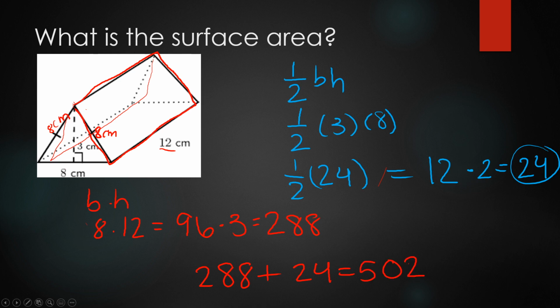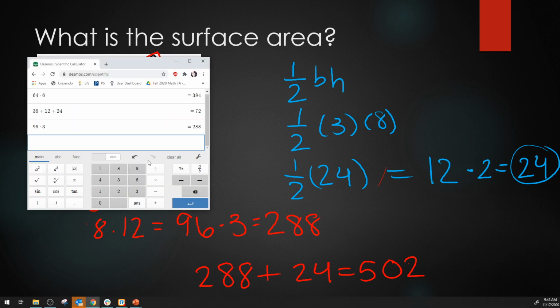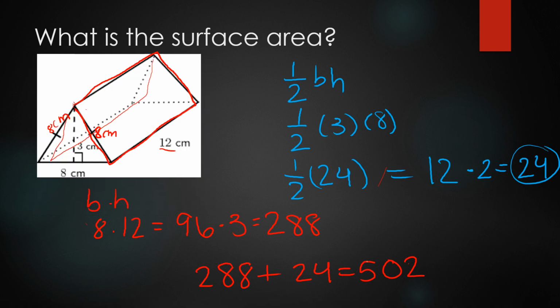502, I think. Let's double check in our calculator because I did that in my head. So 288 plus 24. Oh, I see what I did there. 312. My brain accidentally inserted a 0 and added the 2's together instead of the 8. This is why you want to double check in a calculator, because that would have been a very wrong answer just because I tried to do math in my head. So 312 centimeters squared would be our surface area here.